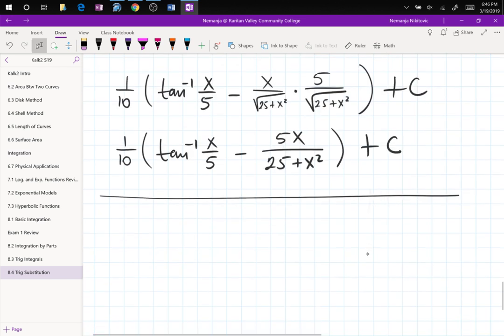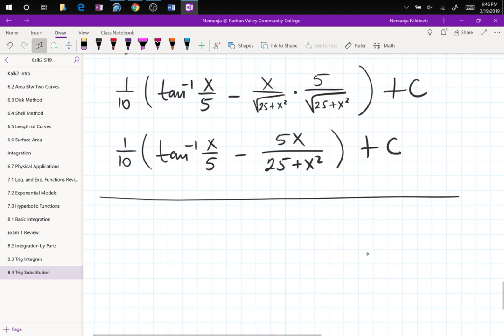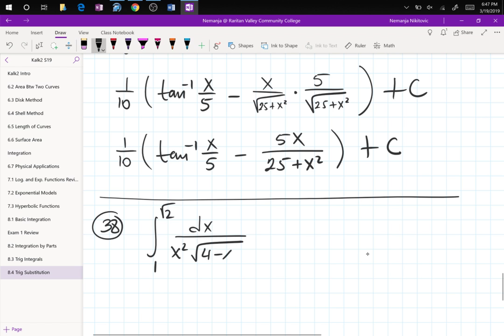All right, so how about you guys work on one of these? 38 looks really nice. It's the integral from square root of 1 to square root of 2 of dx divided by x squared times the square root of 4 minus x squared.